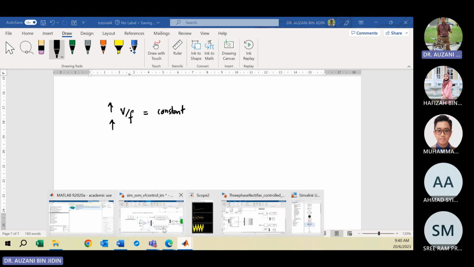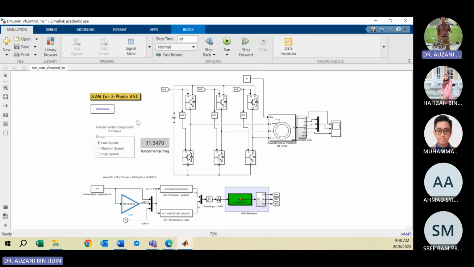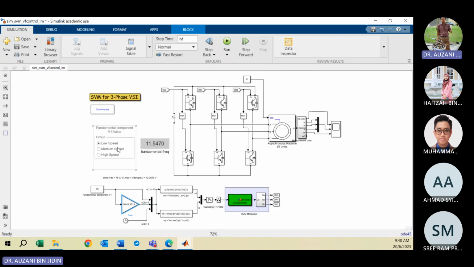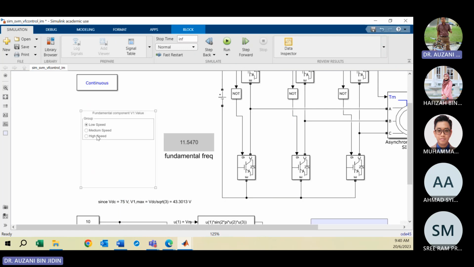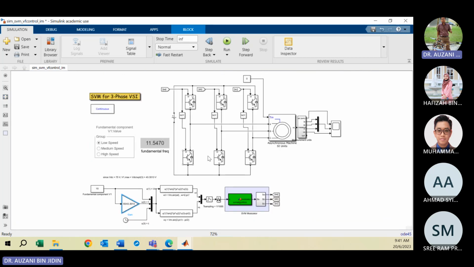Okay, to plot the frequency spectrum, let's say here in this block, maybe a push button block, we can set low, medium, and high speed. The low value is 10, medium is 20, and for high speed I set the fundamental to 30. So when I increase the fundamental, the frequency also increases, which means the speed of the motor also increases. Clear? Okay, let me try to run the simulation first.